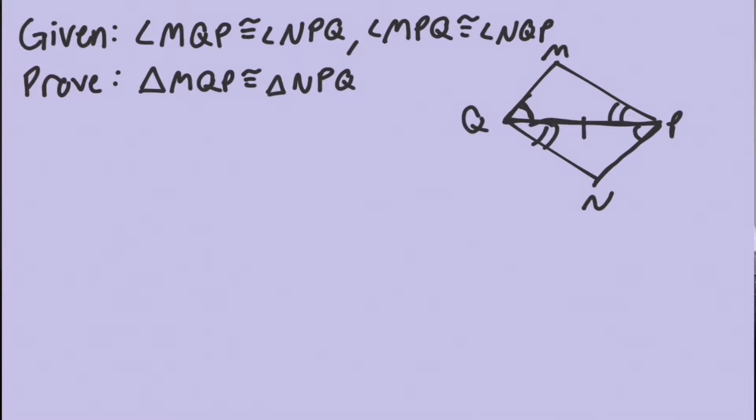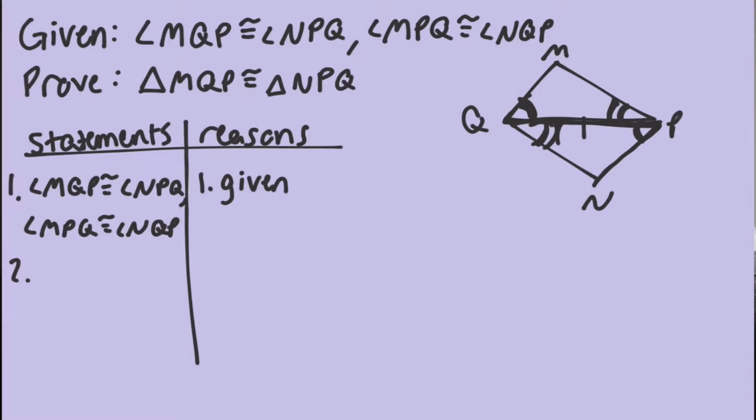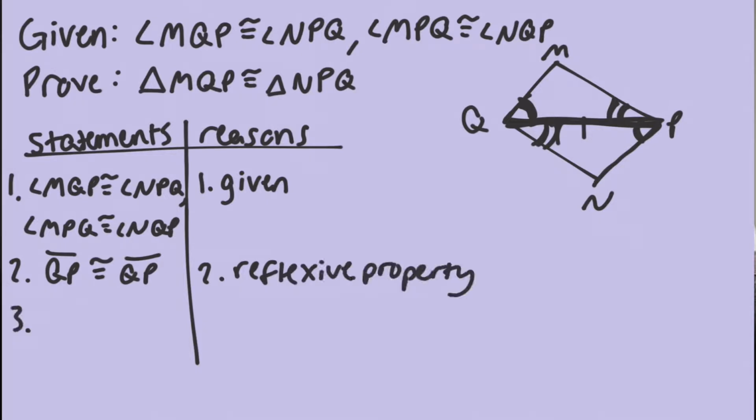So that would make these 2 triangles congruent by angle, and then a side, and then angle. We already said that the 2 angles were congruent in the given, but we still need to state that side, and that's called the reflexive property. And now, because we stated those 3 pieces of information and saw that the 2 triangles were congruent by angle, side, angle, we can state in the proof that the 2 triangles are congruent.